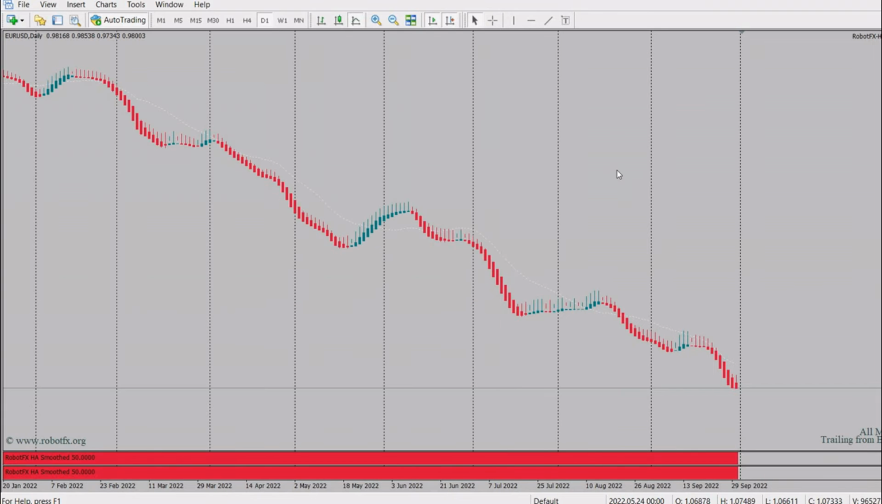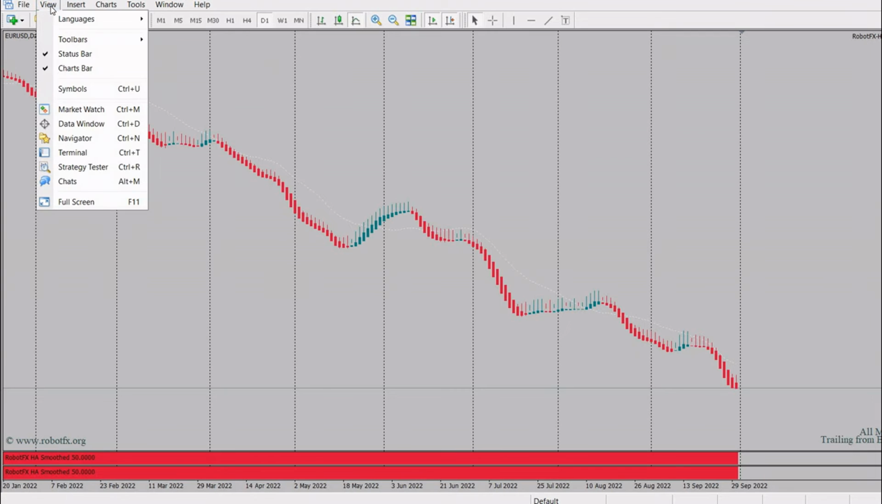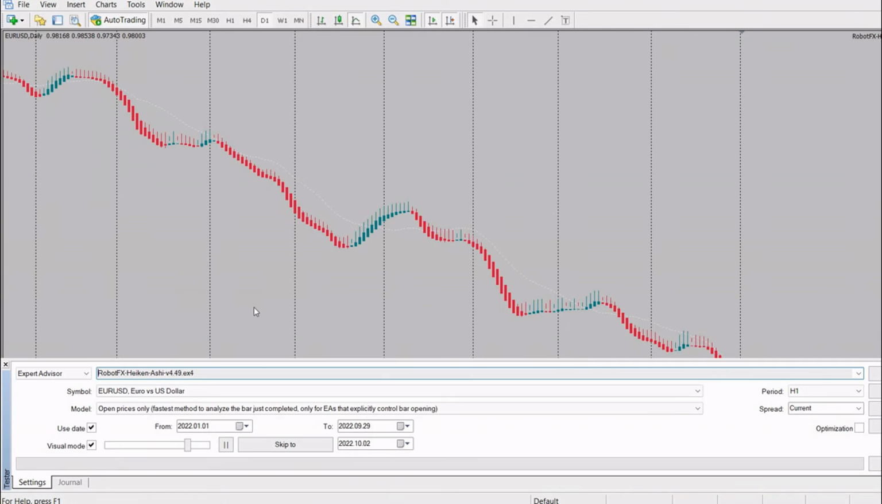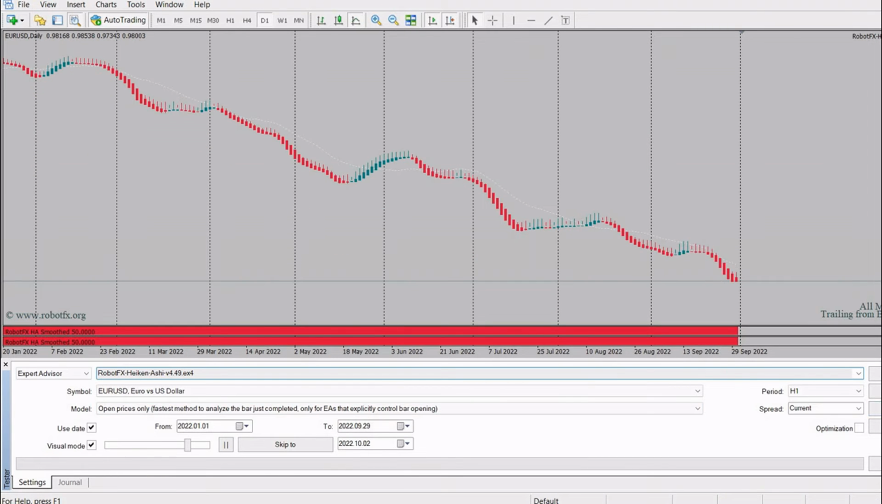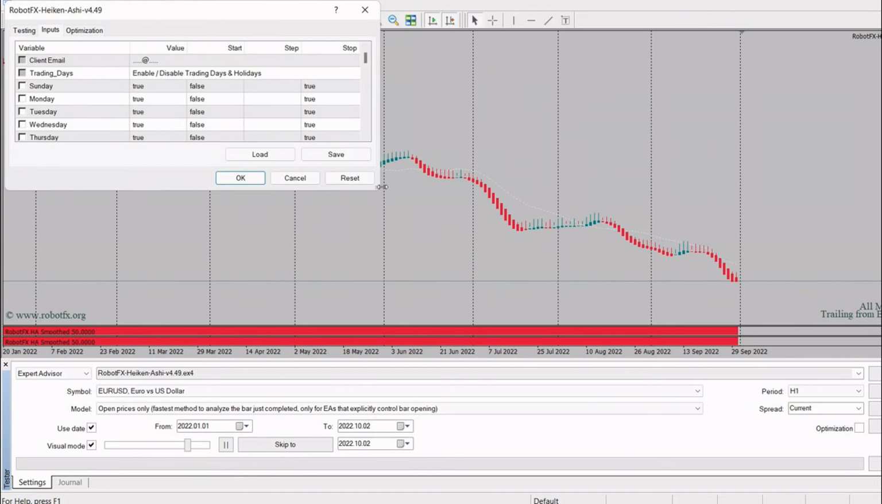Next, I'm going to leave you to watch a short demonstration on how the expert advisor trades in the strategy tester, basically just to see how it works and how it behaves. I'm going to show you the settings I'm using for this test. So from the beginning of the year until today, well, not today, 2 days later. And I'm going to show you the settings first.